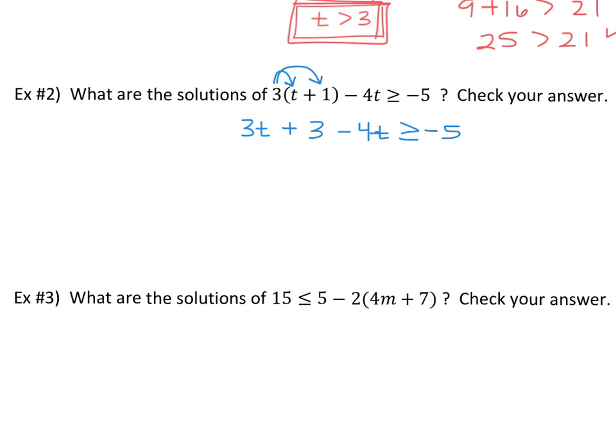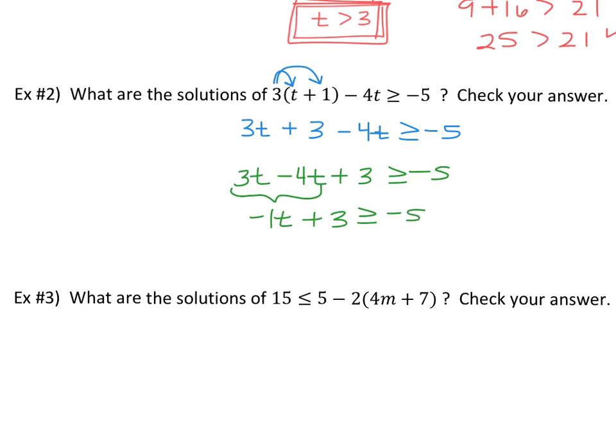So what you're actually doing here, and if it helps you to rewrite it, rewrite it. You're doing 3t minus 4t plus 3 is greater than or equal to negative 5. So we're just combining like terms here. What's 3t minus 4t? That's negative 1t, right? 3 minus 4 is a negative 1. So you can call it negative 1t or you can call it negative t. Plus 3 is greater than or equal to negative 5.